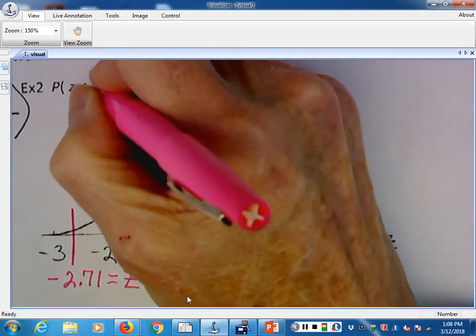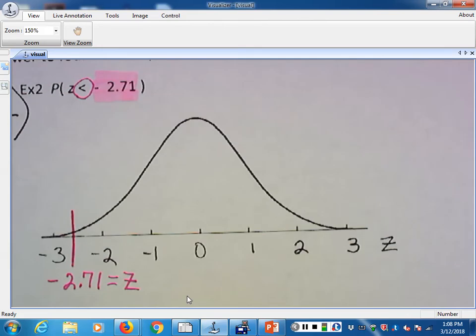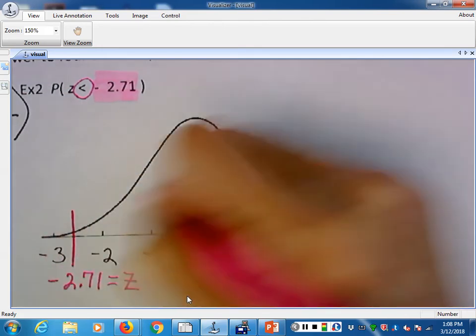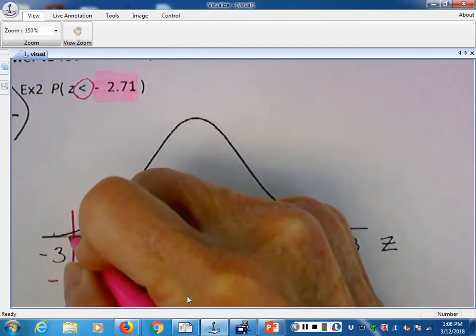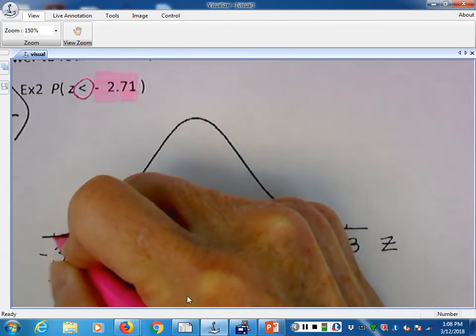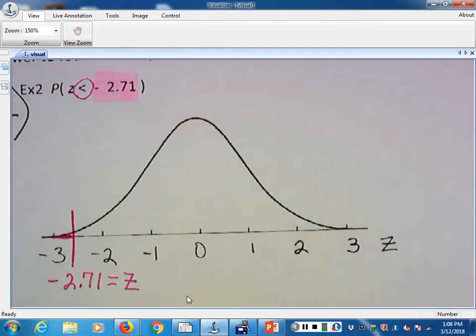Now our sign up here says it's to the left of that, right? Yeah. So we're looking not for all of this up here. We're looking for this little bitty bit right here. Okay?